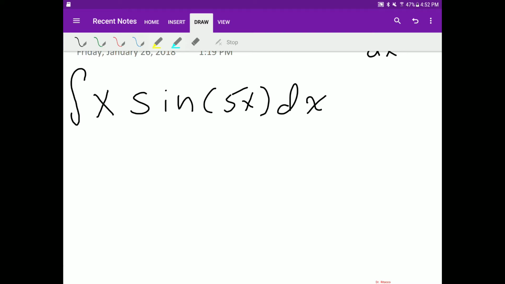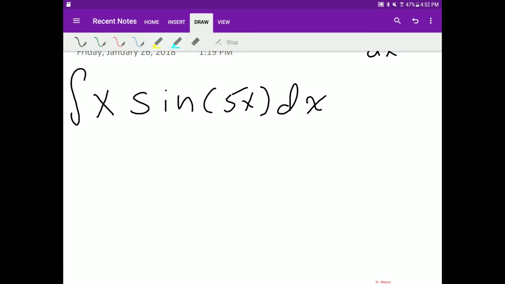Hi. So I'm going to go over where integration by parts comes from and how we use it to solve integrals as an introduction. So here's an integral. We have the integral of x times sine of 5x dx. All right, so if we go through our list, this is not a simple integral. It's not in our table or knowledge bank.